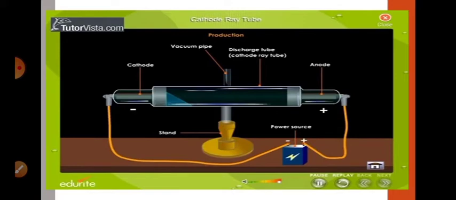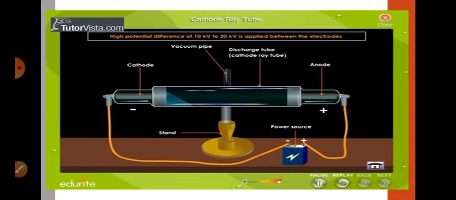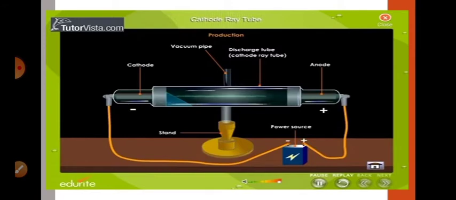Now students, a high voltage of about 10 kilovolts to 20 kilovolts is applied between the electrodes, and the pressure is reduced to about 0.001 millimeter of mercury by means of the vacuum pump. When the pressure is reduced, emission of light by the gas ceased. Certain rays were given out from the cathode and traveled towards the anode. Such rays were called cathode rays because they originate from the cathode.